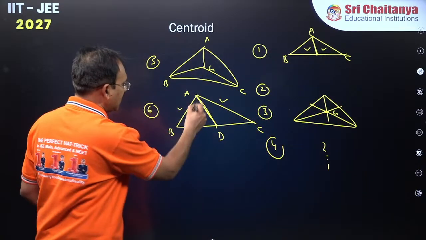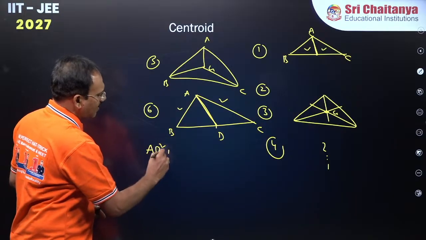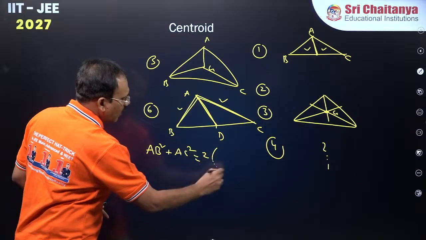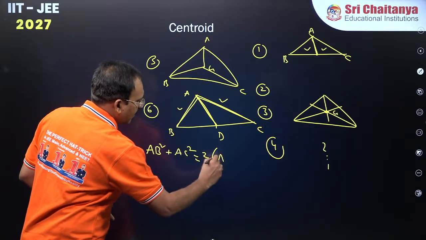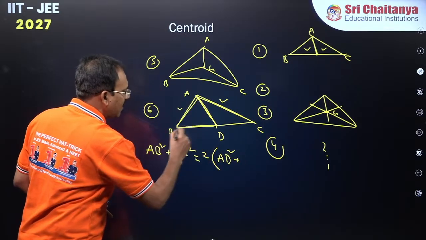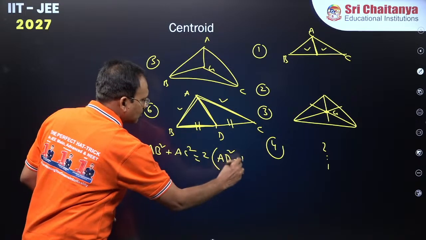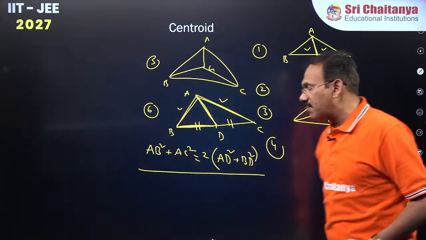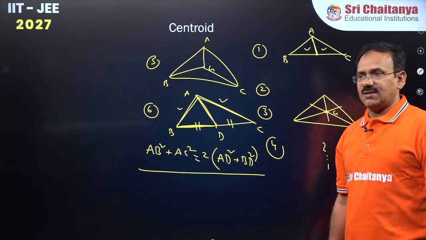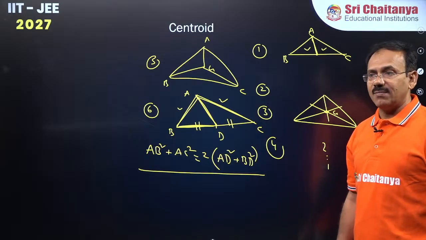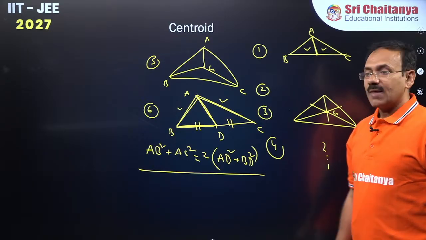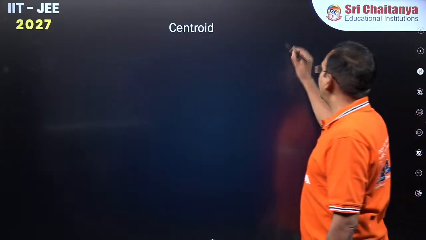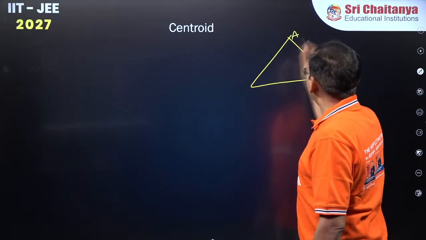Apollonius theorem says, AB square plus AC square is twice AD square plus either BD square or CD square. Both are equal, so you can write BD square. This is a very, very important result that you need to remember. So Apollonius theorem, guys, to find length of the median, right? Clear?